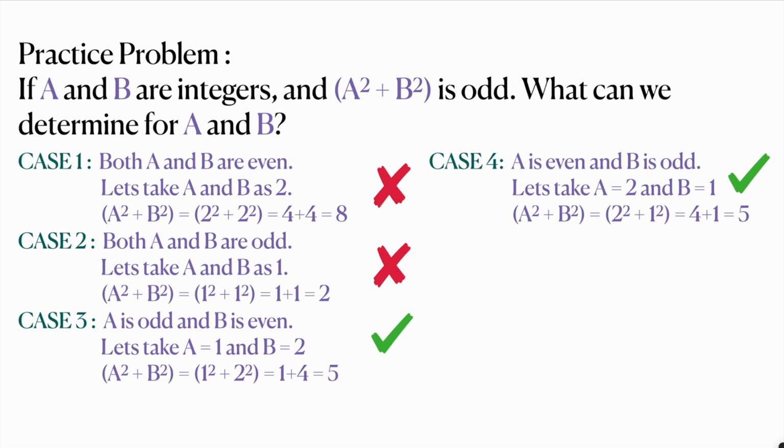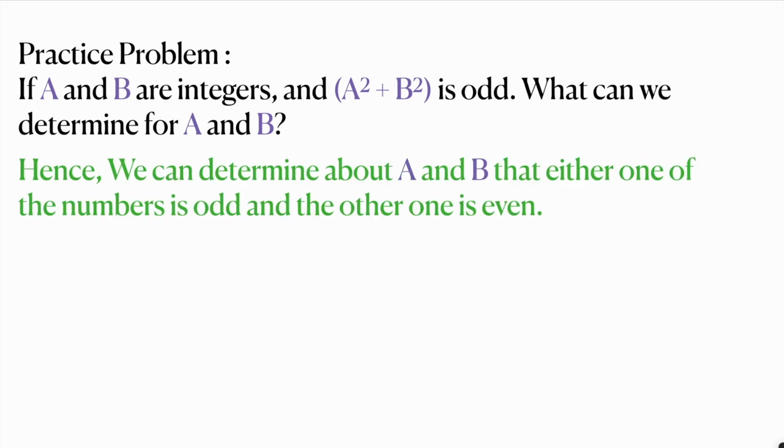Now coming to the last case, where a is even and b is odd. Let's take a as 2 and b as 1 here. So a square comes out to be 4 and b square comes out to be 1 itself, which sums up to 5, which is again odd. Hence we can determine that if a is odd, then b should be even, or if b is odd, then a should be even.